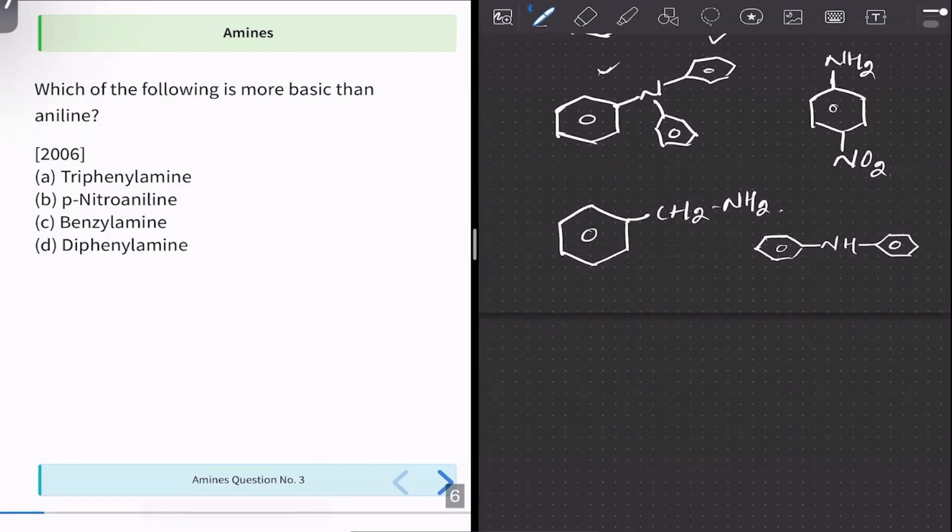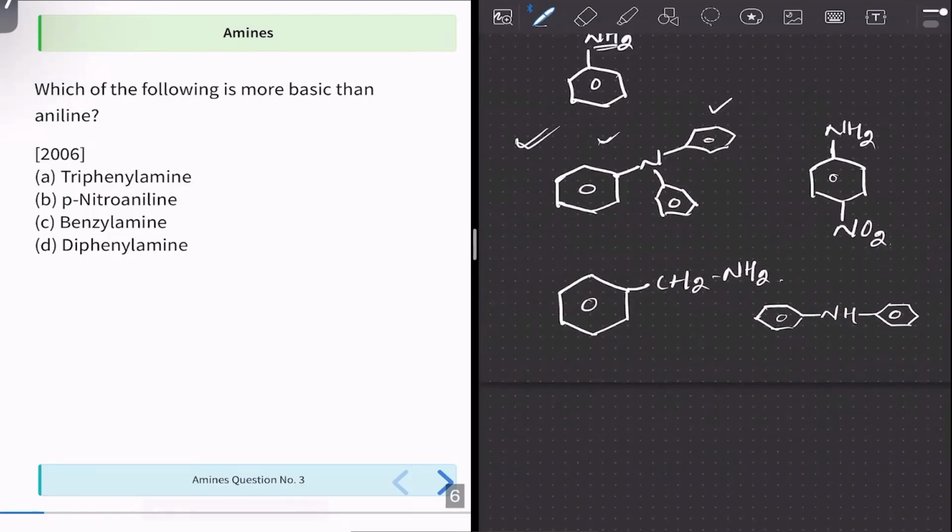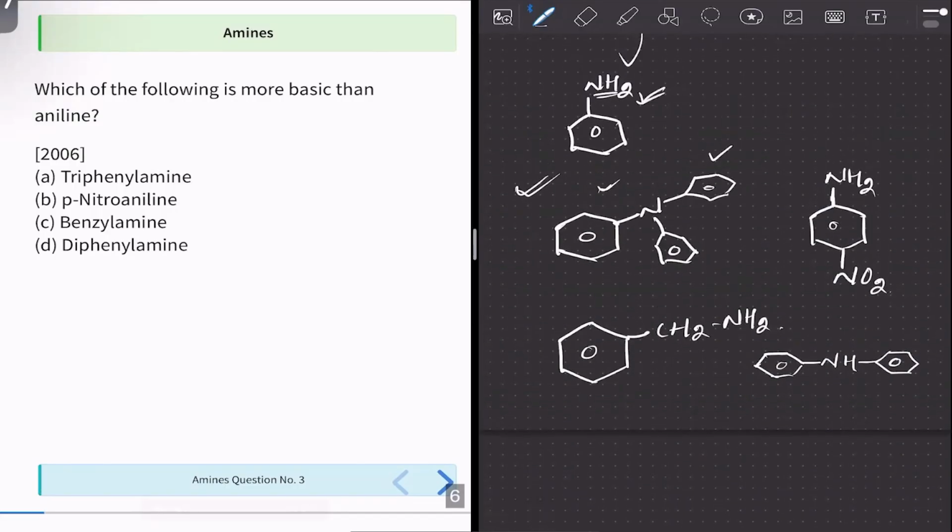Okay. So let's find out the basicity order. The question is asking which is more basic than aniline. In this question, first option, triphenylamine: the lone pair will delocalize with the three phenyl groups. So the availability of the lone pair will be much less. So it can't be more basic than aniline.